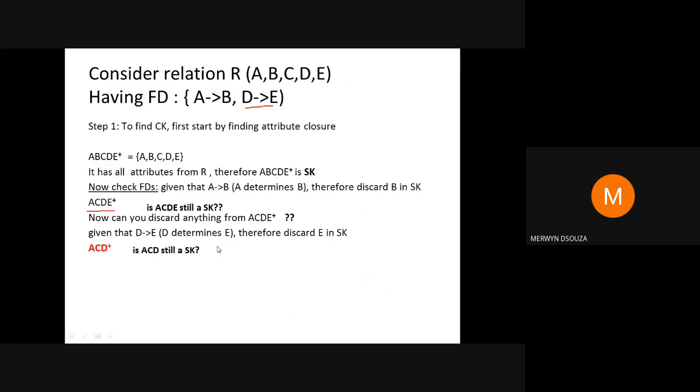So is ACD still a super key? You can check by finding the attribute closure for that. Please check. So let's continue.